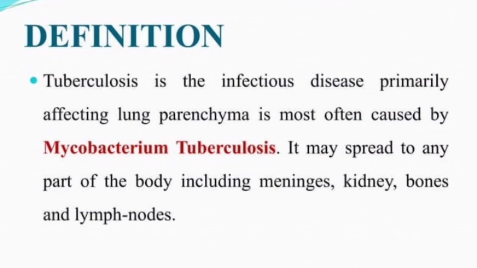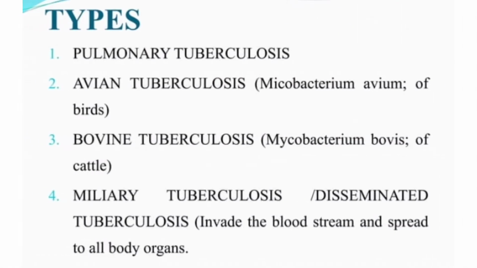Next, types of TB. Mainly there are four types. First is pulmonary tuberculosis. Pulmonary tuberculosis is caused by Mycobacterium tuberculosis. It mainly affects the lungs but can spread to the other organs of the body.